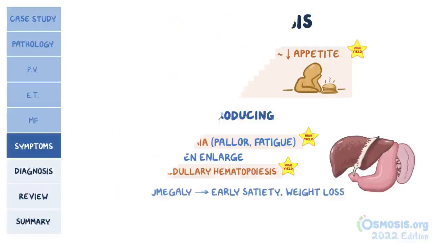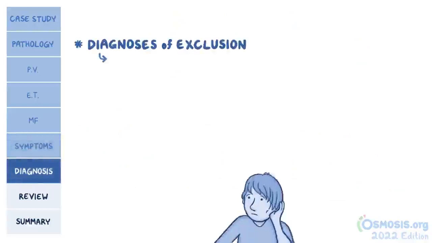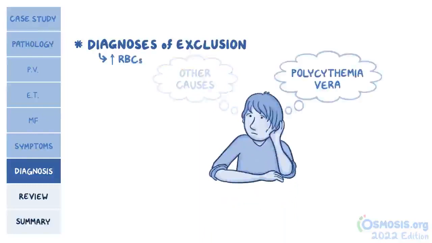All right, now let's switch gears and talk about diagnosis. Myeloproliferative disorders are diagnoses of exclusion. So, for example, when you see an increase in red blood cells, or polycythemia, you have to think through all of the other causes before considering polycythemia vera.